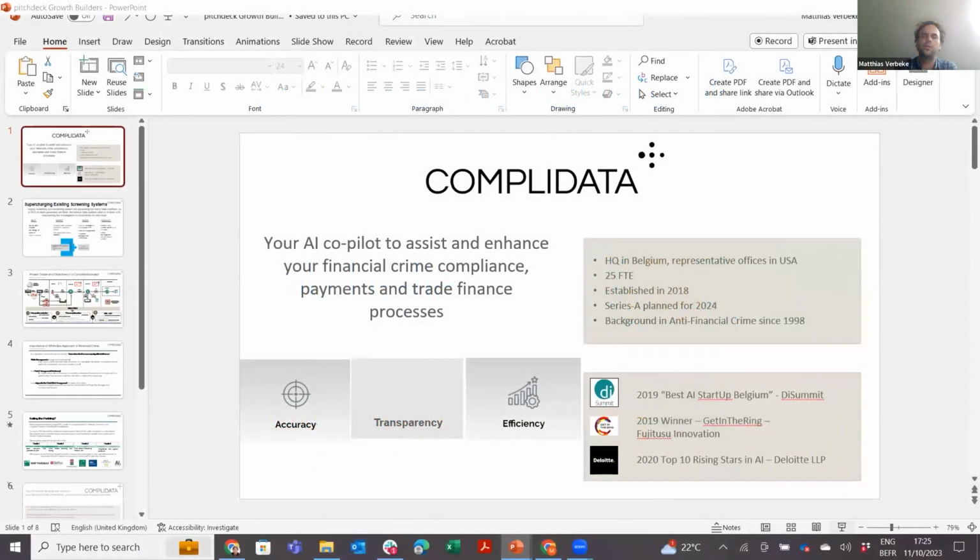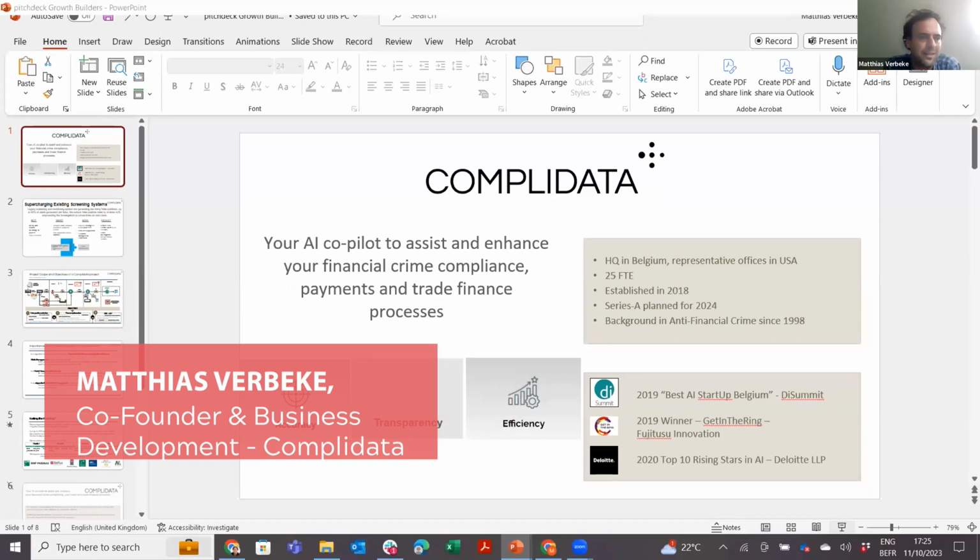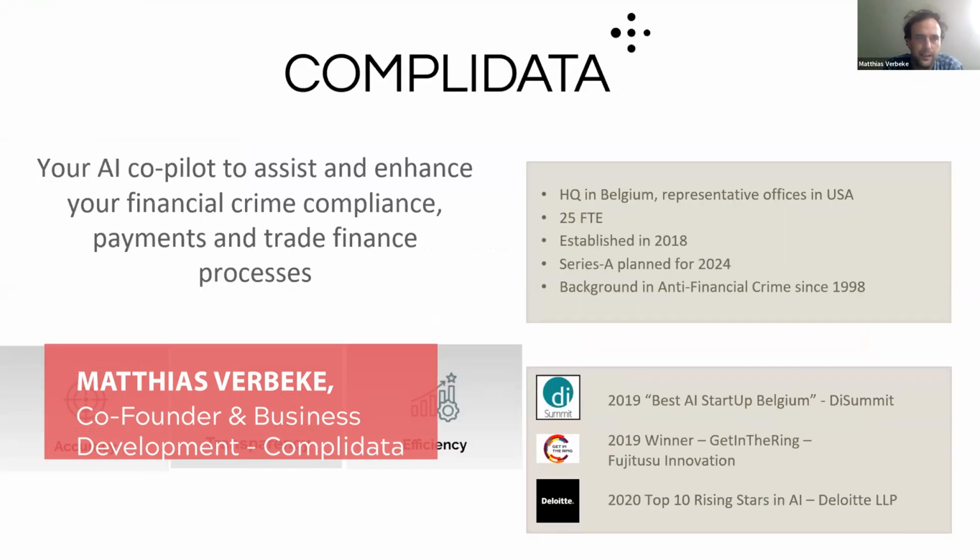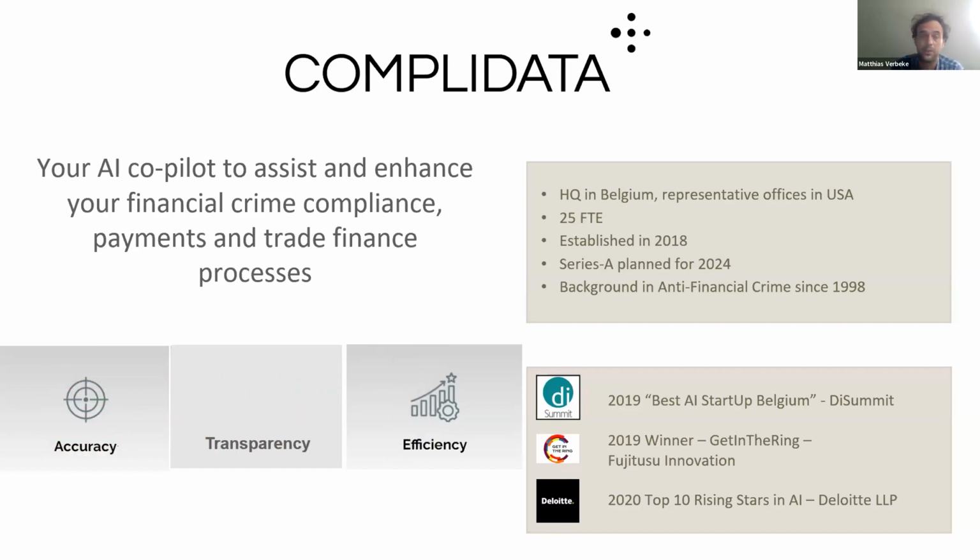Thank you very much. So I'm Matthias Verbeke from Complidata. I'm one of the co-founders there as well. So what we bring is trying to use AI as a co-pilot to assist and enhance your financial crime compliance, payments, and trade finance processes. We're located in Belgium, around 25 to 30 people currently, established in 2018.